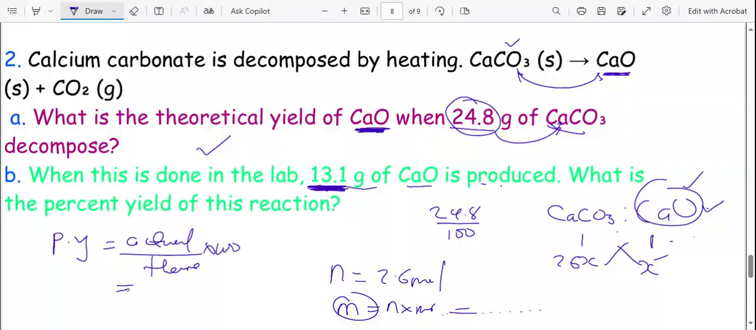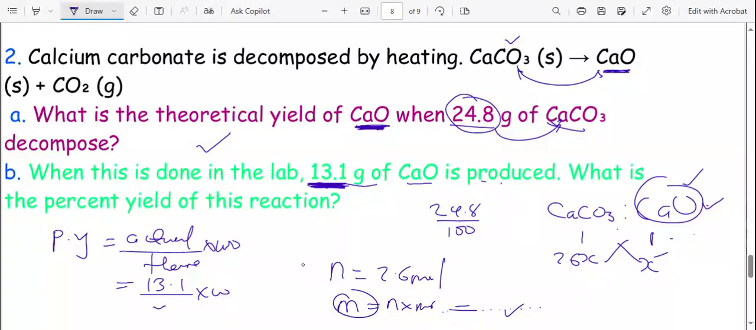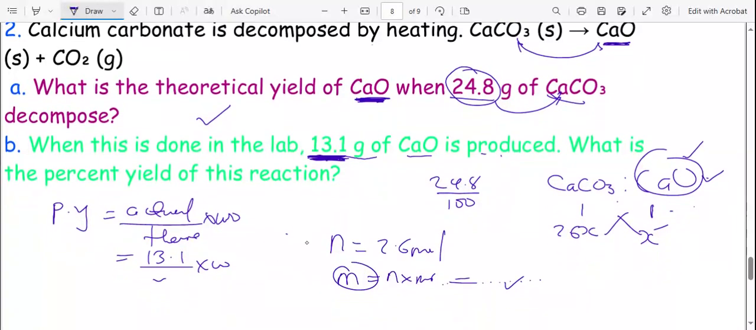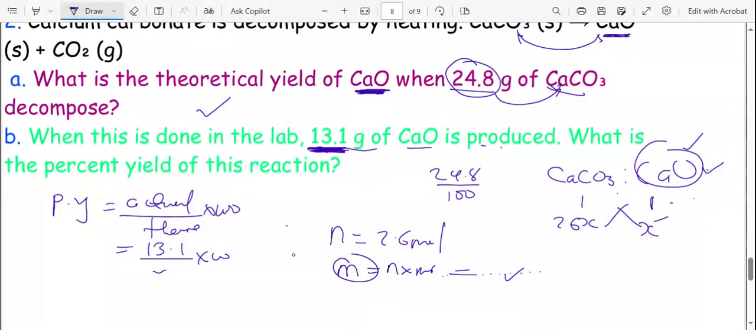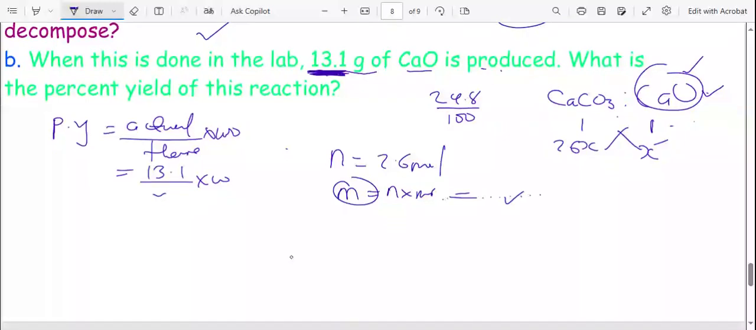Then the actual is 13.1. I don't know what you find there, but you put it in and multiply by 100. You find the percentage. That's how simple it can be. Pay attention to this question, very important for you guys.